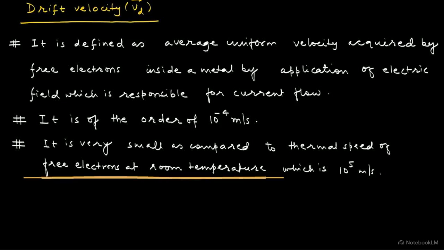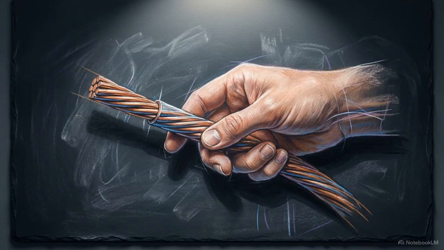This line identifies the thermal speed of free electrons at room temperature. They are moving at a staggering 10^5 meters per second. Despite that incredible speed, this chunk of metal is not shocking you. That is because the motion is entirely random.